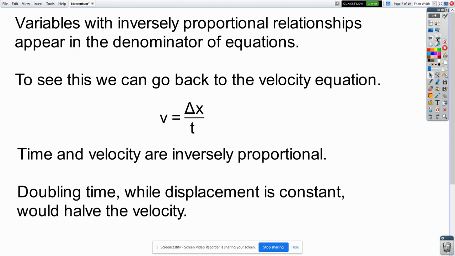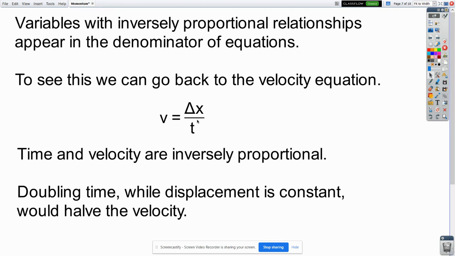Just a reminder, going back to the velocity equation as an example, and it did come up prior to this in one of our other equations. We're dealing with Newton's second law, the force equation. But again, it's a really important point to understand. If variables are inversely proportional, they end up in the denominator of equations. They'll end up on the bottom.